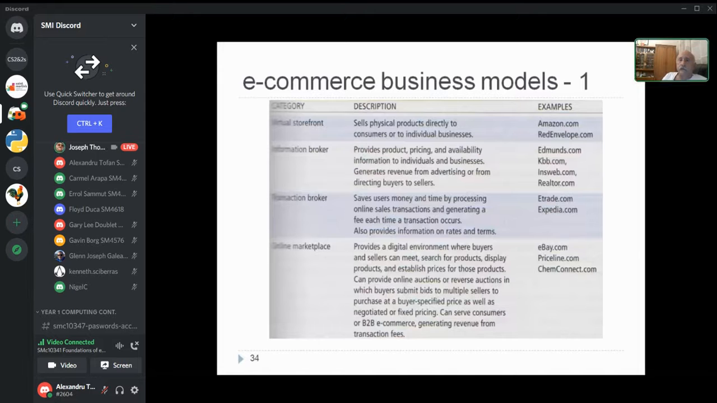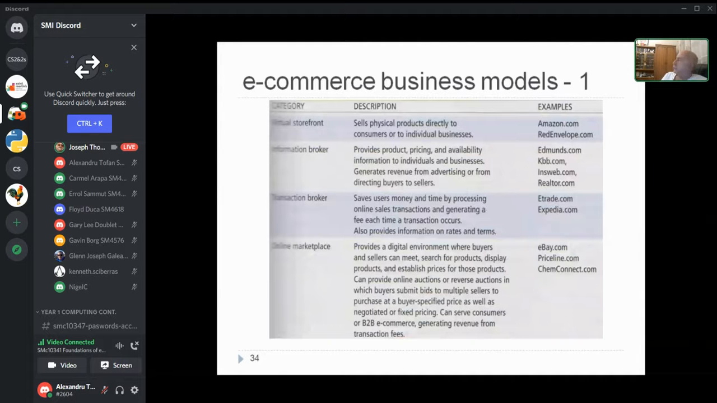The third type of model is a transaction broker. And the transaction broker is the go between, all right, the link, right, between buyer and seller by processing the online sales transactions. And so transaction brokers would be the companies that provide things like payment gateways, etc.